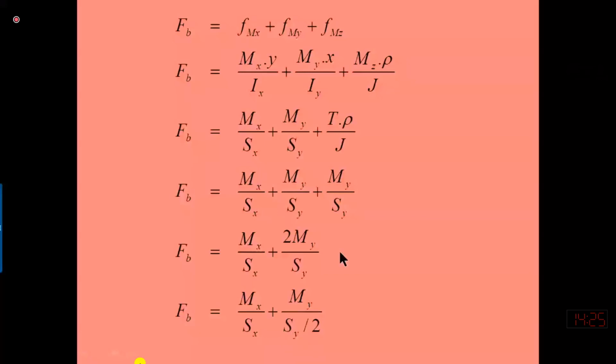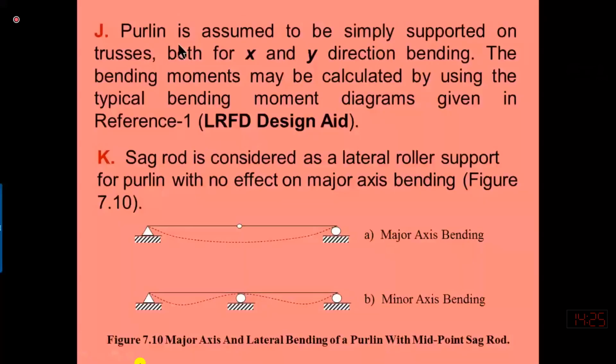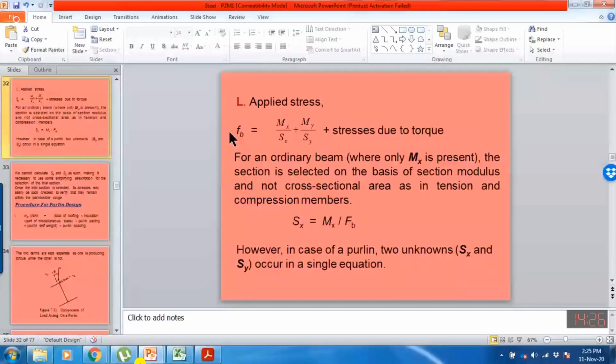The purlin is assumed to be simply supported on trusses, both in x and y direction bending, and the bending moment may be calculated by using the typical bending moment diagram given in reference 1. Let me see how many slides. Yes, only 2 slides are left to explain.